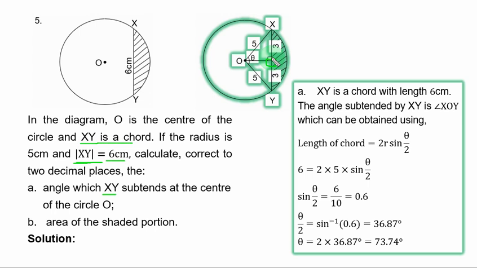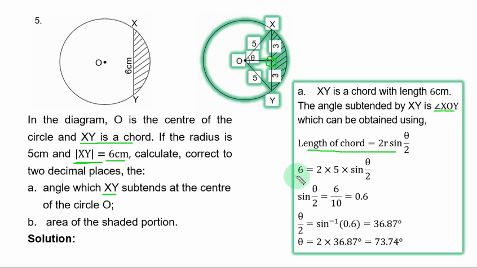By considering the whole of the triangle SOY, and the angle SOY as well, or you get half of it and multiply it by 2. SY is a chord with length 6 cm. The angle subtended by SY is angle SOY, which can be obtained using the length of chord formula.